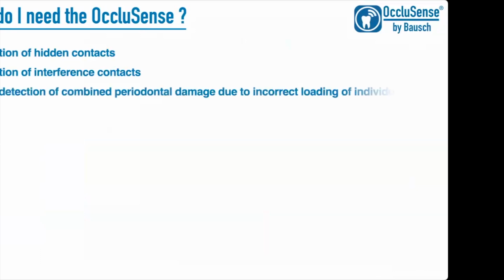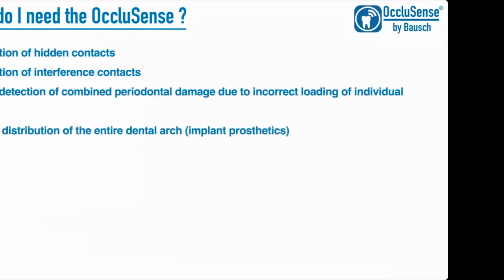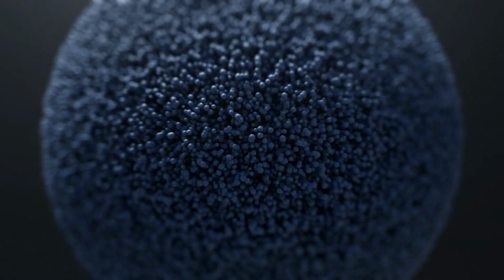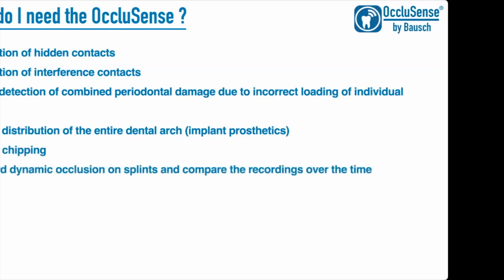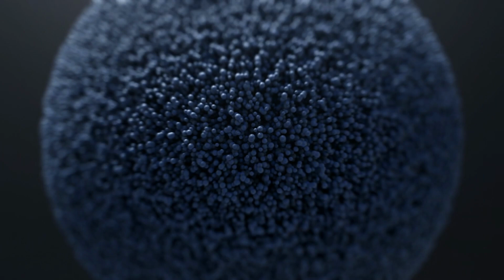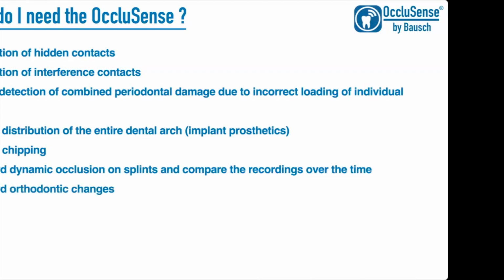There's plenty of other indications whereby OccluSense can be of help. You have the opportunity to look at hidden and interference contacts and look at early periodontal damage due to incorrect loading of individual teeth. You can take a look at the force distribution of the entire dental arch. This is, as we saw in the previous example, quite important for implant prosthetics, which then means that you can avoid chipping, and also look at the dynamic occlusion on splints, and compare these recordings over time.